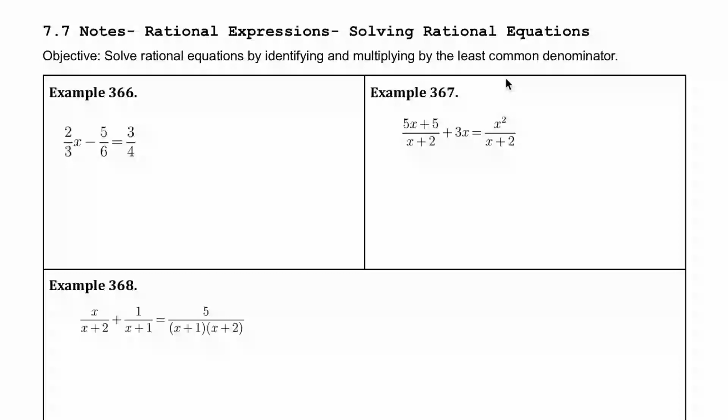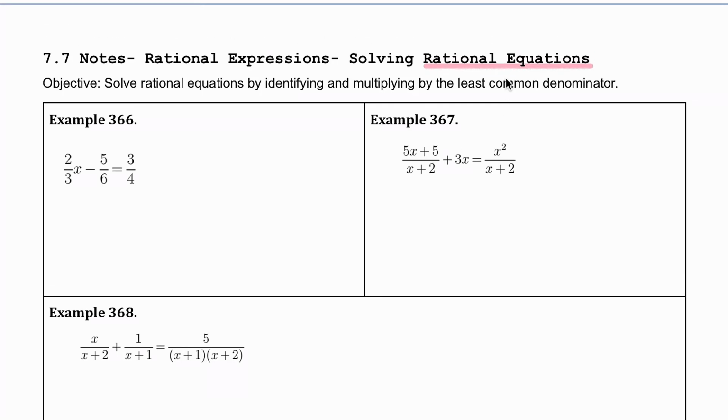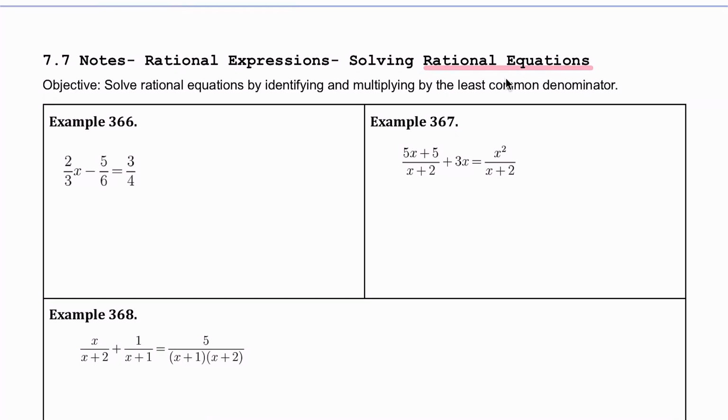Okay, so in this section, we have rational equations that we're trying to solve. And anytime we have equations with fractions, I think the easiest way to deal with that is to figure out a way to just get rid of those fractions. So what we're going to do in this section is clear the fractions by multiplying by the least common denominator.